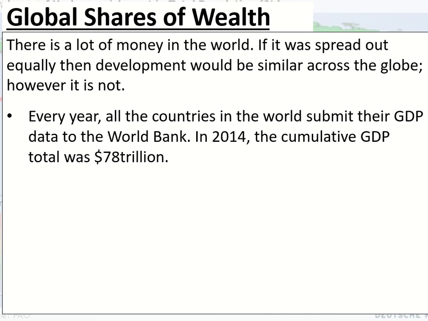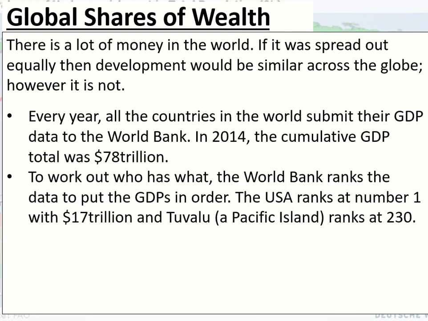And every year, most countries in the world that can, submit their GDP data. So the worth of their country, all the value of their goods and services, and they submit that data to the World Bank, which is an organisation made up of a group of different nations. In 2014, that's the best figures I've got for you, as there's definitely more up-to-date figures than that, the cumulative GDP was $78 trillion, which is not a made-up number. Okay, 78 trillion, I believe, is a million billion, which is a lot. It's a lot of zeros, basically.